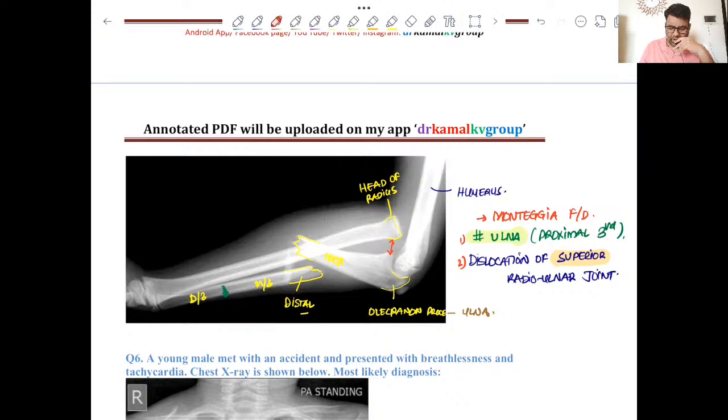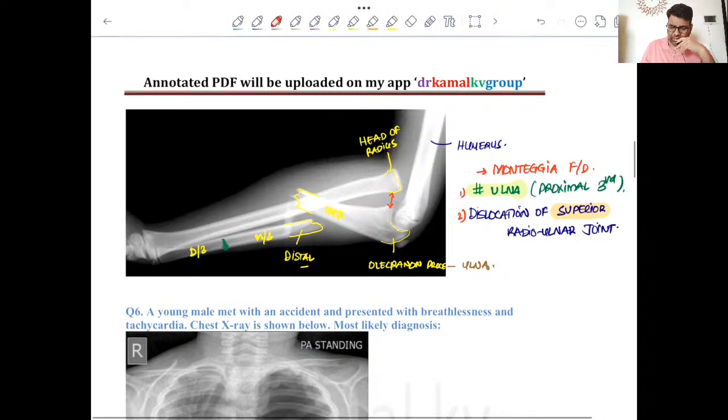Yes, Xavier, you are absolutely right. This is Monteggia fracture dislocation, right?